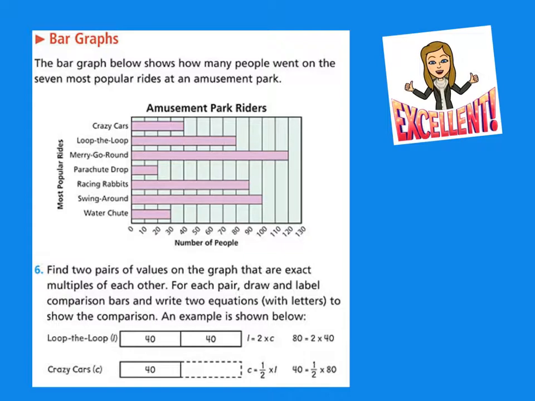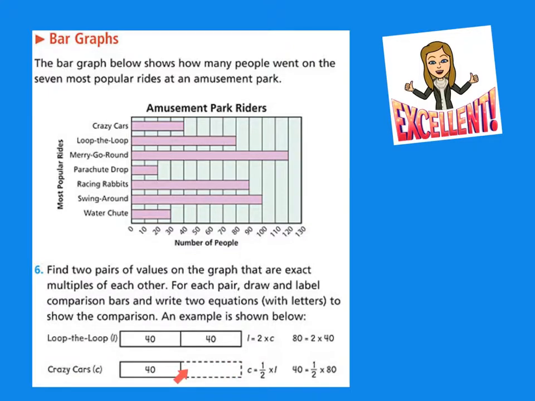So in their first example, they used Loop-the-Loop because Loop-the-Loop had 80 people, and Crazy Cars because Crazy Cars had 40, which is half of 80. So that actually works out perfectly. So they use these comparison bars. 40 plus 40 would equal 80, which is the total amount of people that went on Loop-the-Loop. And for Crazy Cars, they showed just 40 plus a dotted line to show how much more you would need.